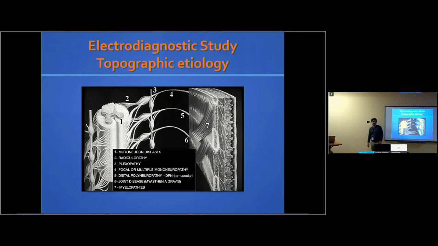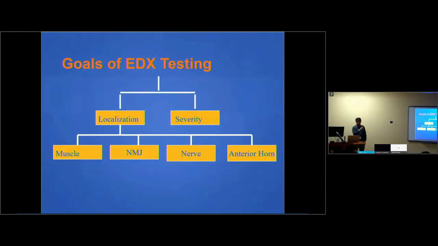And then if it is affecting post-dorsal root ganglion, it could be a plexopathy or mononeuropathy, and then you can have neuromuscular junction disease or myopathy. So it will help you determine where the problem is arising from.